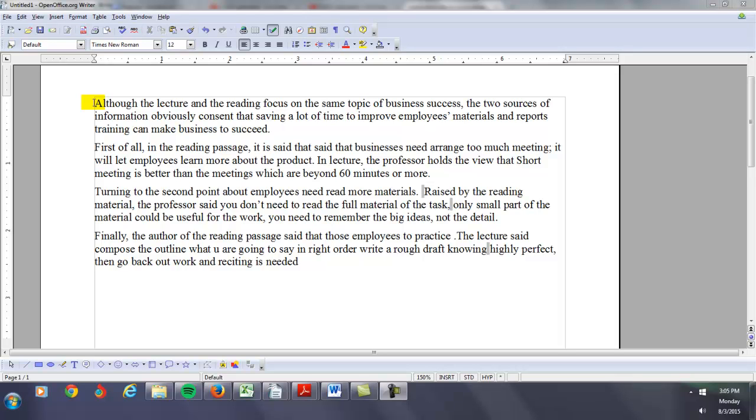Although the lecture and the reading focus on the same topic of business success, the two sources of information obviously consent that saving a lot of time to improve employees' materials and reports training can make businesses to succeed. I don't even think you need this. When you use the word make, believe it or not, you want to use an infinitive, but we typically use the base form of the verb after make. I don't know why. So you can make businesses maybe succeed here. Consent means agree. These two sources do not agree. They are very different, right?